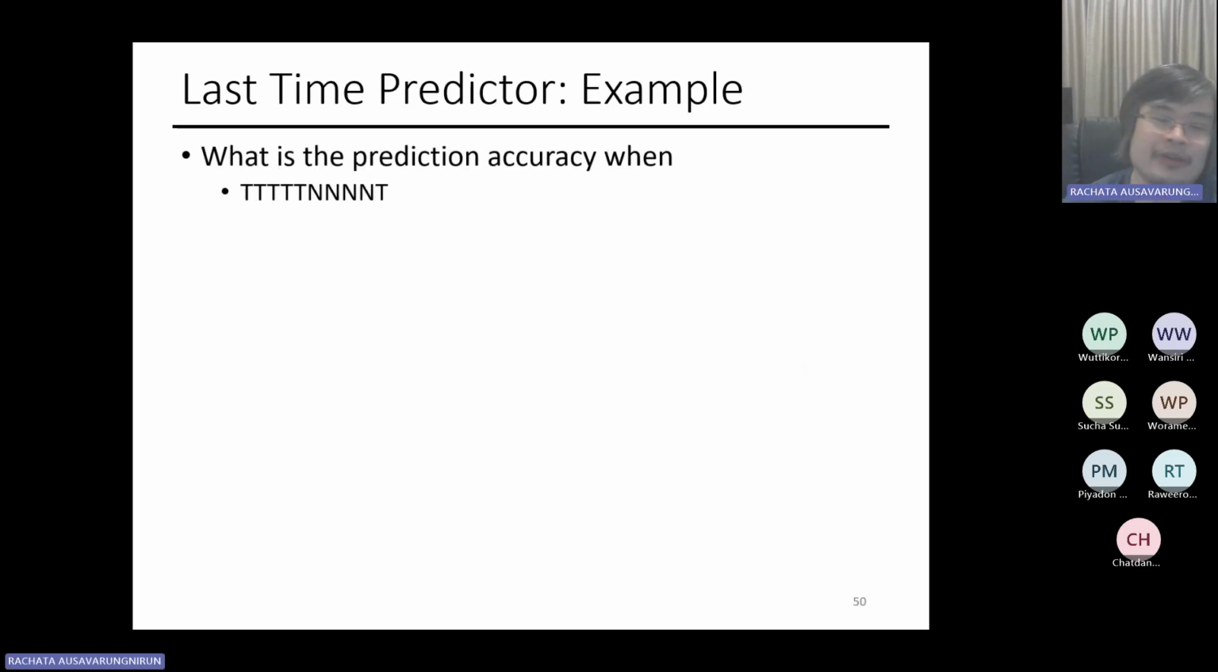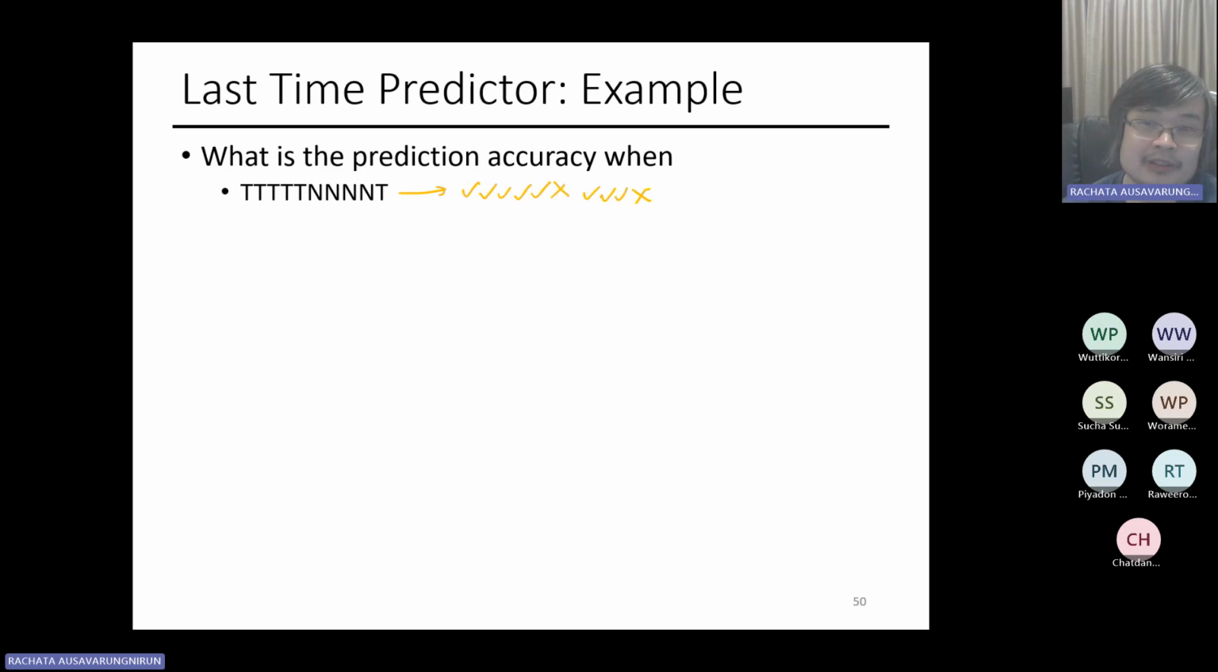For example, let's say you have a branch that goes like this. I take the branch 5 times in the beginning, then I don't take the branch, then I take the branch again at the end. Let's assume it initially starts as predict taken, so you're going to be correct for the first 5 times. Then when you go to not taken, you're not correct. But because the last time you saw is not taken, you're going to predict not taken again. So you're going to be correct 3 more times and then incorrect here.